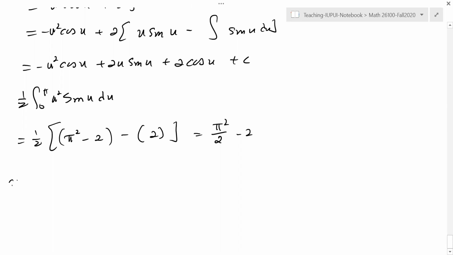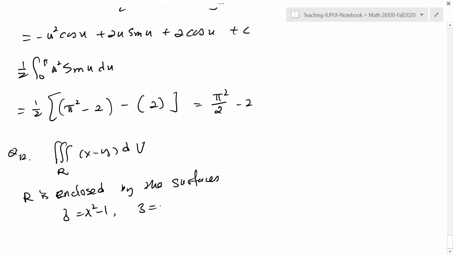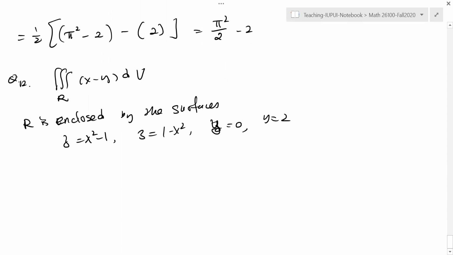This is problem number 12. You have this integral. Maybe I'm not going to evaluate it, but at least I want to set up the integrals. The region is enclosed by the surfaces this time. There are 3 surfaces: z equals x squared minus 1, z equals 1 minus x squared, y equals 0, and y equals 2. Wow. The question is, how do you draw this picture?